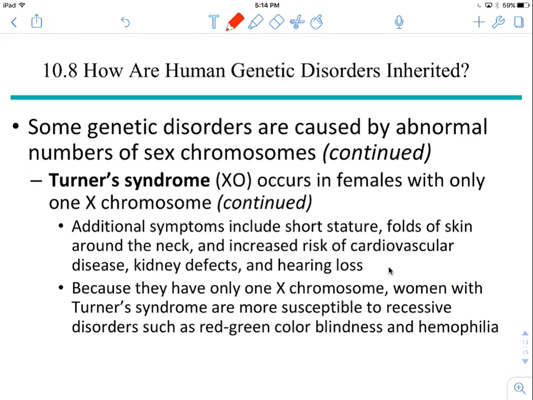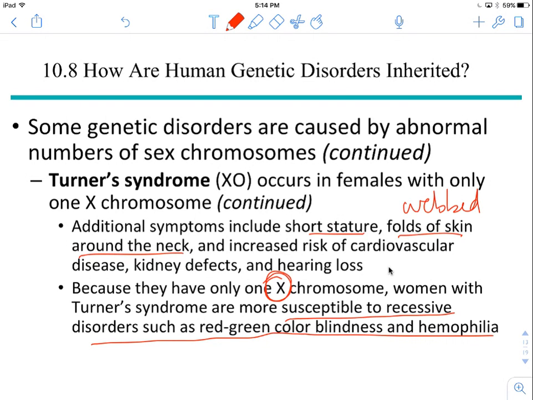Okay, Turner syndrome has some additional symptoms: short stature, folds of skin around the neck. This is called a webbed neck. Also increased risk of cardiovascular disease, kidney effects, hearing loss. And because they only have one X chromosome, Turner syndrome females are more susceptible to recessive disorders such as color blindness or hemophilia. So they will get those X-linked recessive disorders more often.